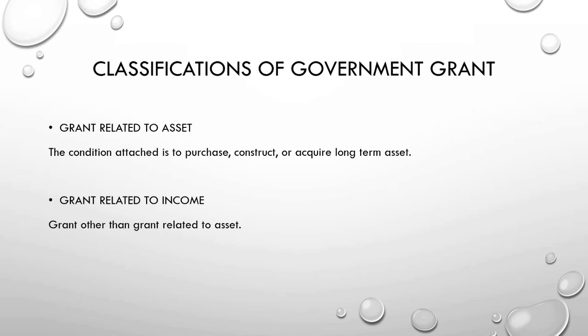Classifications of government grant. There are two types of government grant. It is a grant related to asset if the condition attached to the grant is to purchase, construct, or acquire a long-term asset. The other one is grant related to income, which is any grant other than grant related to asset.